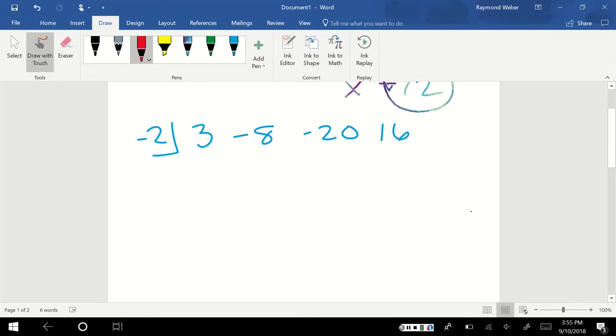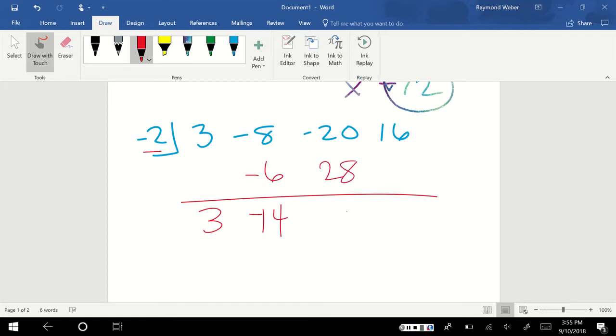So now to do synthetic, the first thing I do is I bring the first number down, the 3, straight down. Nothing to it. Whatever it is, the first number just comes down. Then I multiply this number by it. So -2 times 3 is -6. Then I add these, -14. Same thing here, 28. Add them. So that's 8, -16. So this is 0. This means that this is a root. The x plus 2 goes into this.